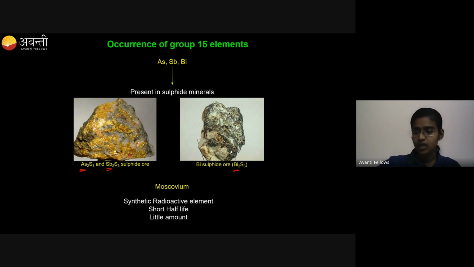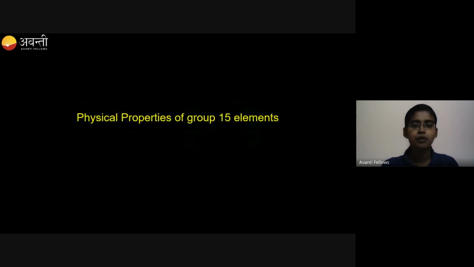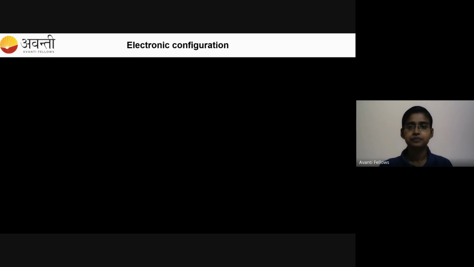So any doubt from the occurrence part? Any doubt? Just you have to study the compounds from which it is getting. Okay, the occurrence: the name of the mineral, the name of the ore, and in which part it is present. Those things. Yeah, no doubt. Okay, then I'll proceed with the next topic, which is the physical properties of group 15 elements.